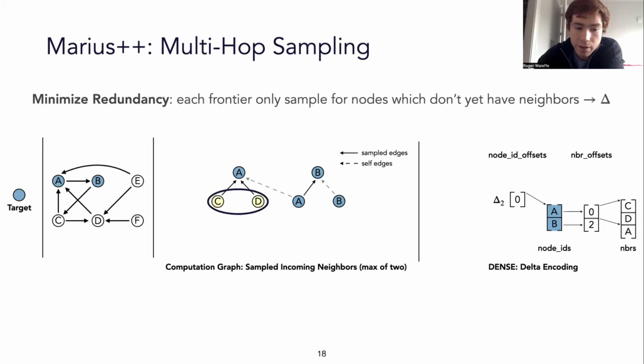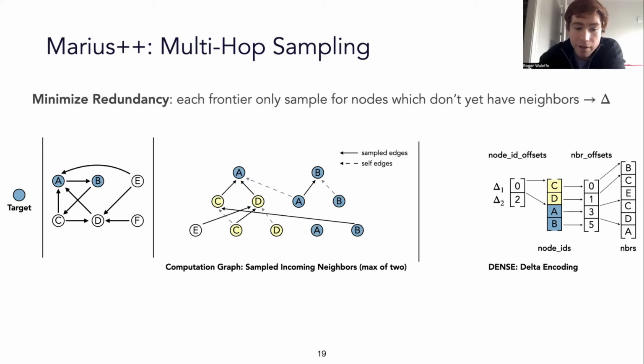Then at this point, instead of sampling single-hop neighbors for all 4 nodes to complete this 2-hop neighborhood, in Marius++, we minimize redundant sampling by first identifying the nodes which don't yet have any neighbors. And these nodes are easy to identify using DENS, as they're exactly the nodes in the neighbors array which are not in the node IDs array. For example, in this case, it's the nodes C and D. And we define these nodes to be the delta increment that should be added to DENS, and then proceed to sample single-hop neighbors for them.